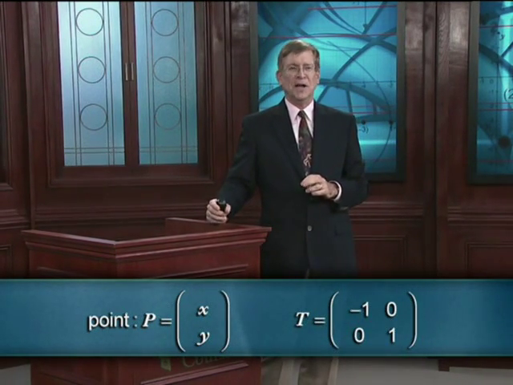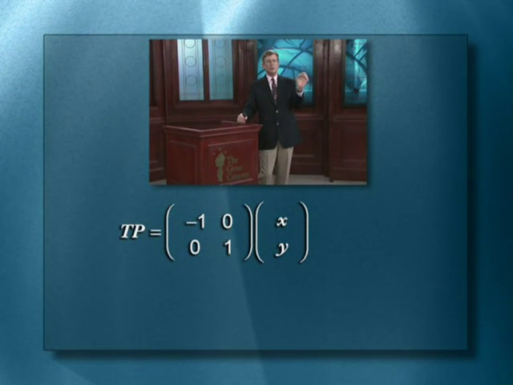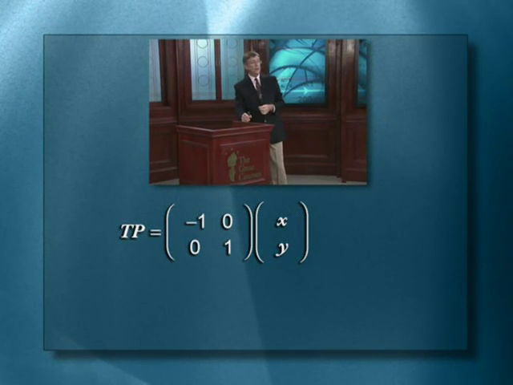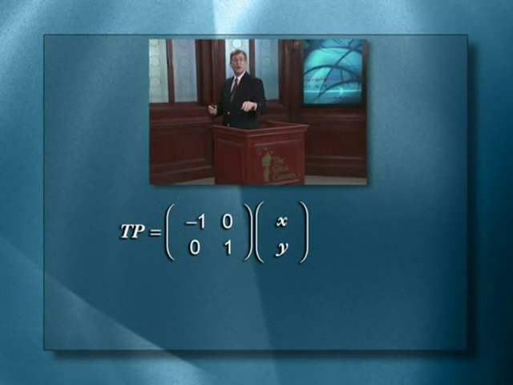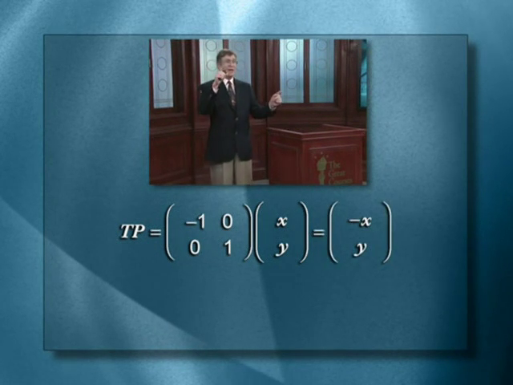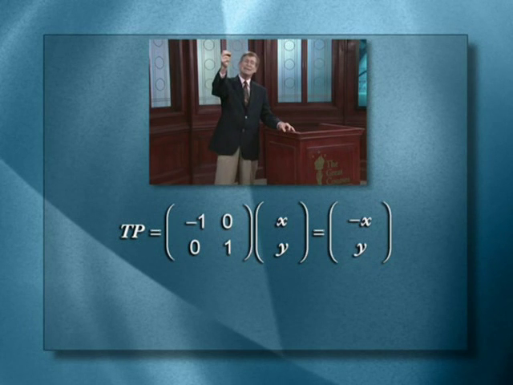Let's see what happens when I do that. So take the matrix minus 1, 0, 0, 1 and multiply it by x, y, where x, y is written vertically, because now I'm allowed to multiply. Otherwise, I wouldn't be allowed to multiply. So what's the answer? Well, minus 1 times x is minus x, and then 1 times y is y. The answer is minus x, y.